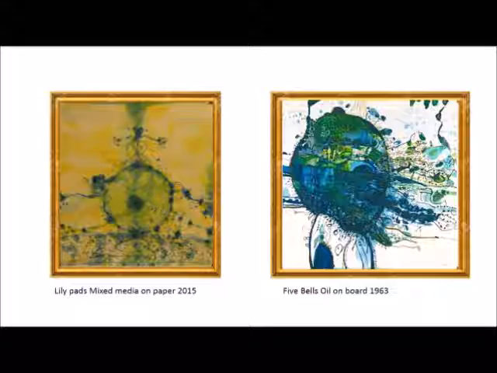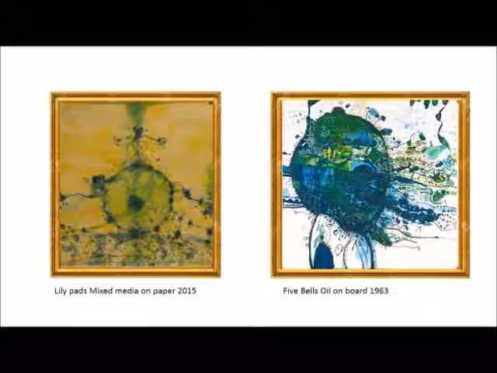Another artwork that has lots of drawing and detailed elements is Five Bells, and it's actually an oil painting, but I really like it, so I put it in. And he painted that in 1963.